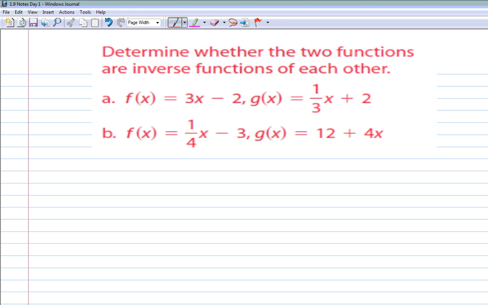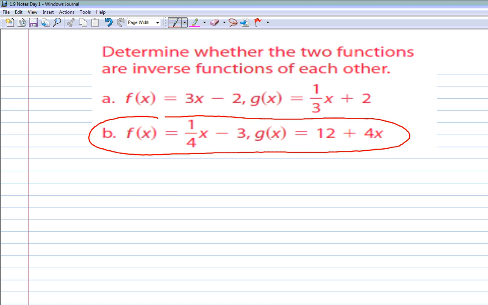All right, our next example. We're going to determine whether the two functions are inverses of each other. And technically what you need to do is you need to do f of g and g of f in this situation. I'm going to leave this second example for you. We'll actually do it together. But we're going to first work on part A.